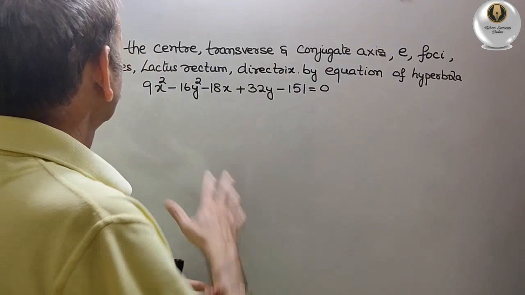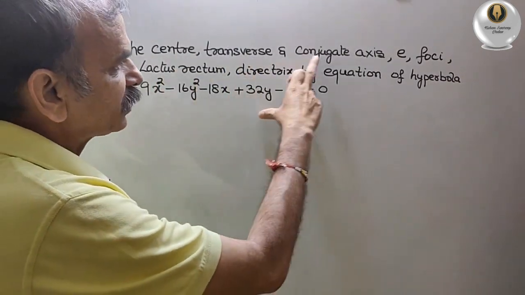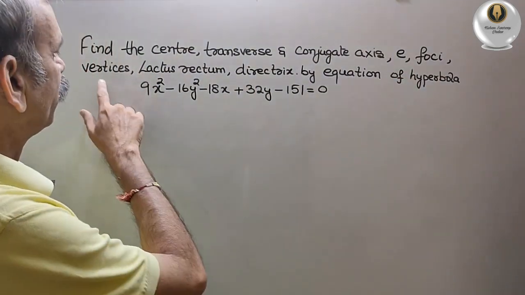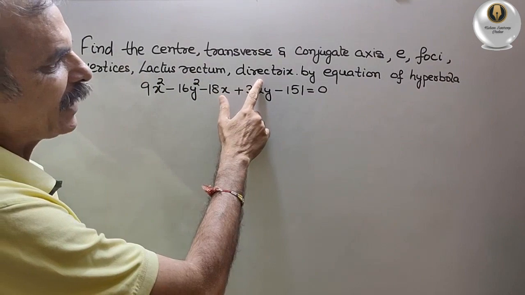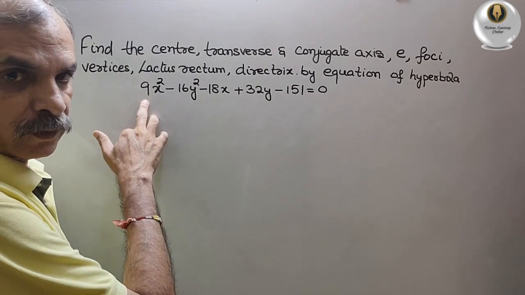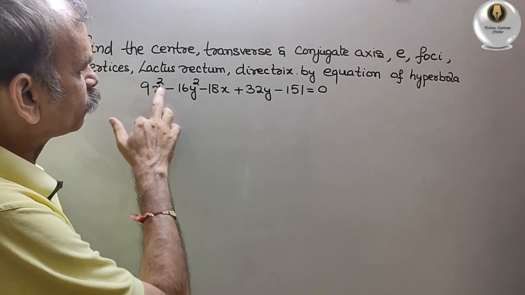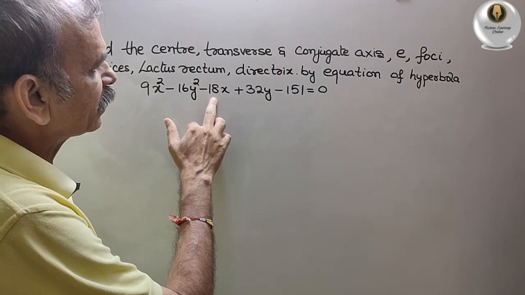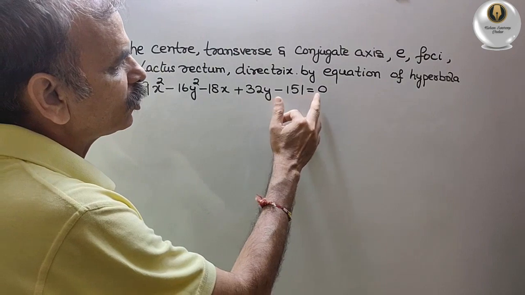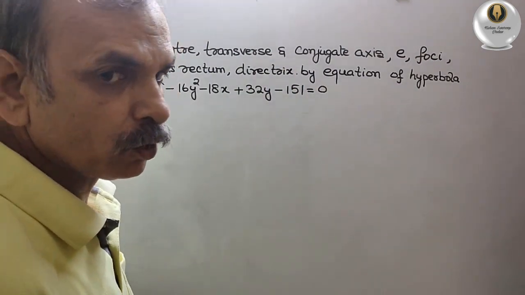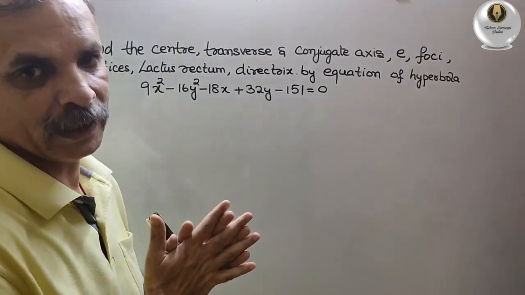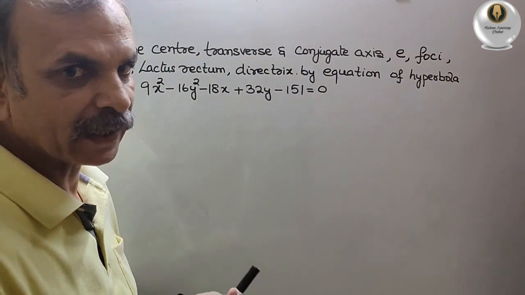Your question is: find the center, transverse and conjugate axis, eccentricity, foci, vertices, latus rectum, and directrix of the hyperbola given by the equation. The equation they have given is 9x square minus 16y square minus 18x plus 32y minus 151 is equal to 0. You can see the terms are in a zigzag way.